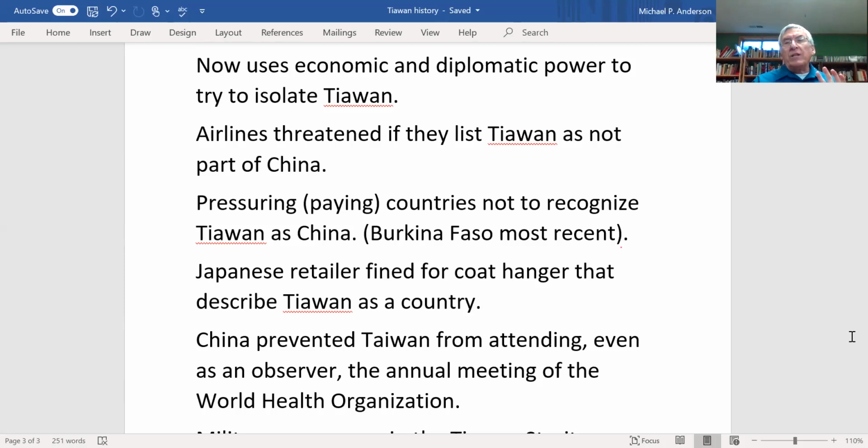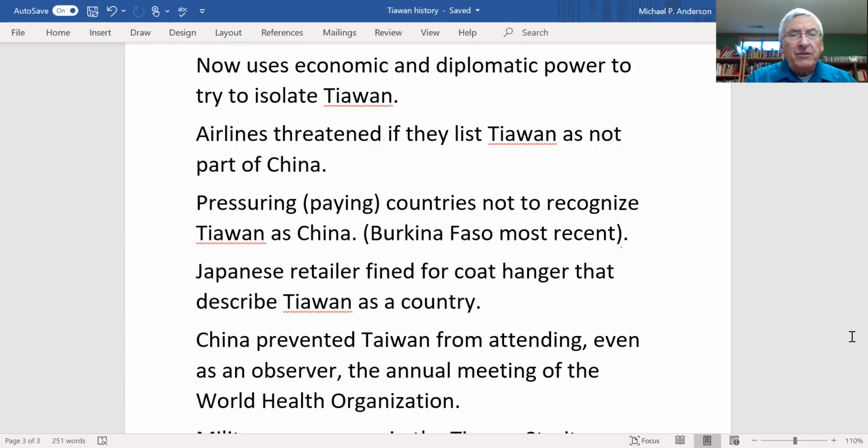There's constant pressure on the handful of countries that still recognize Taiwan, still have diplomatic relations with Taiwan, to break those relations. The most recent one, Burkina Faso. Often it's economic pressure. Sometimes they just pay them. Hey, break relations with Taiwan.